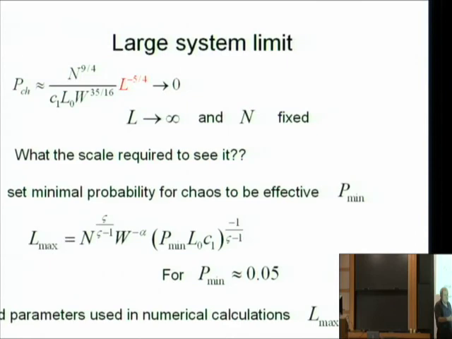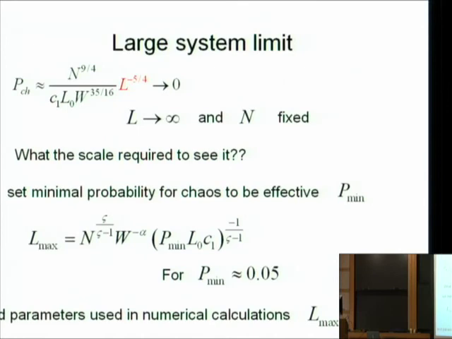So in our case, it was L0. So we say, okay, let's put P minimum 0.05. We put this to be a number of order one. Now we substitute all the numbers, and then L max comes to the order of 10 to the 5 or 10 to the 4. So this is much further. What the people see, in their region here, they have to stop the simulation where it's about 100.